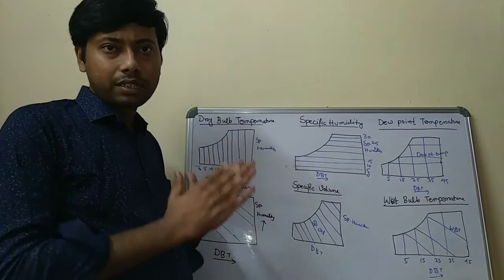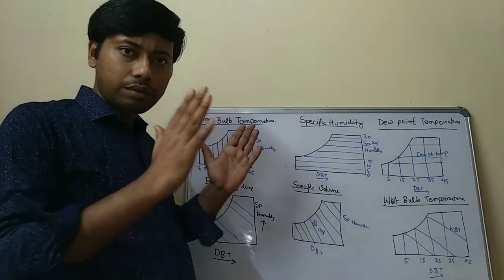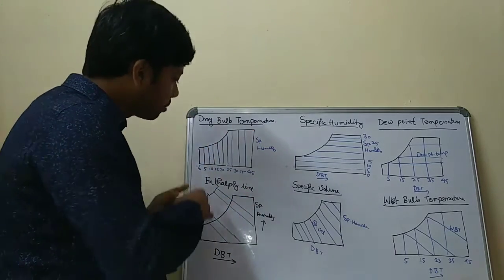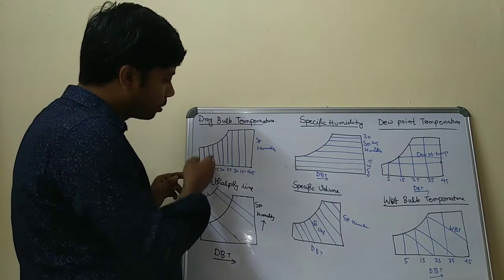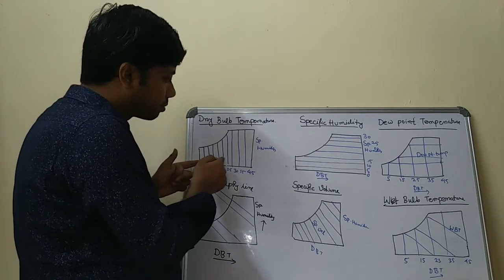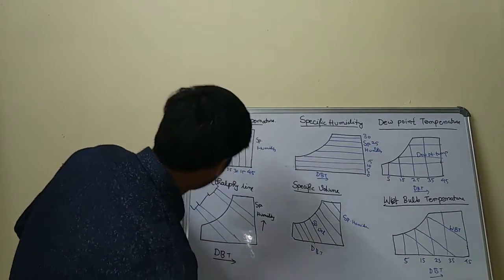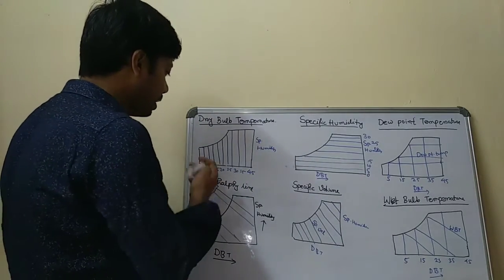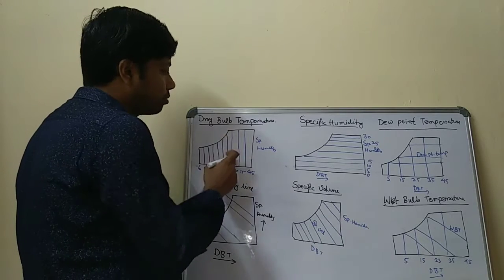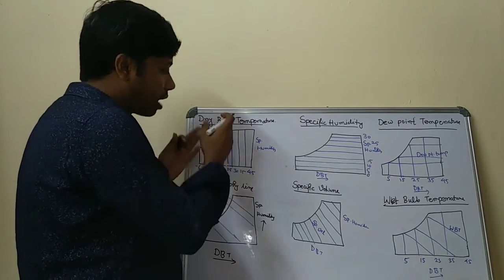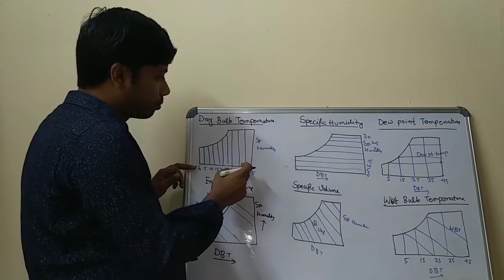Now if you separate these things on the chart, you can see the dry bulb temperature. This is your dry bulb temperature, which is vertical and basically uniformly spaced. This is the dry bulb temperature line, which is uniformly spaced and vertical.